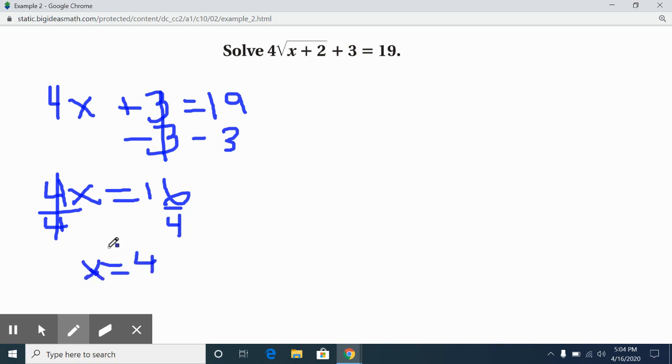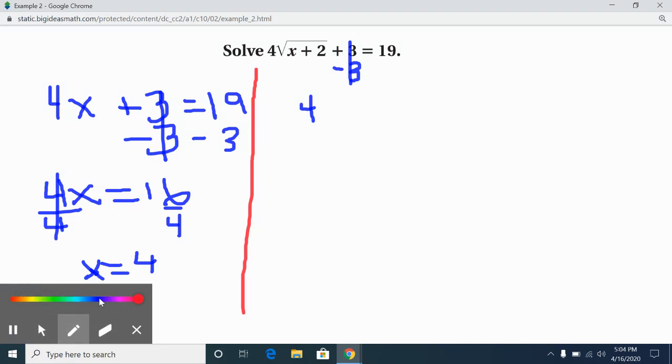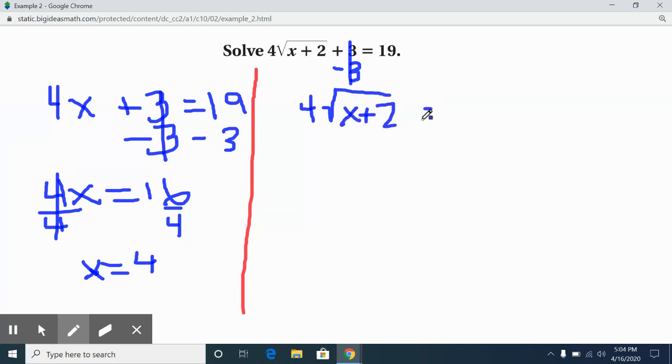Now there's a little bit of a difference, in that I'm going to be left with the square root of x plus 2 when I follow the steps in this problem, but the steps are the same. I want to subtract 3. So I'm going to show this. I'm going to subtract 3, and I'm going to be left with 4 root x plus 2 equals 16.